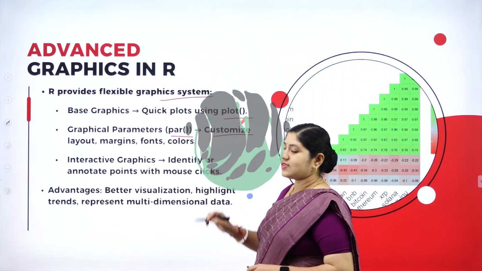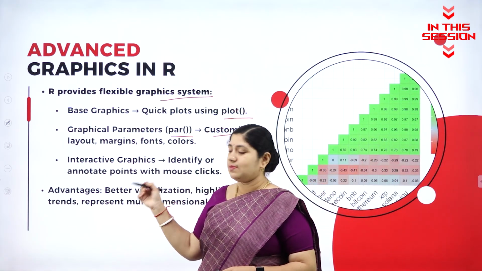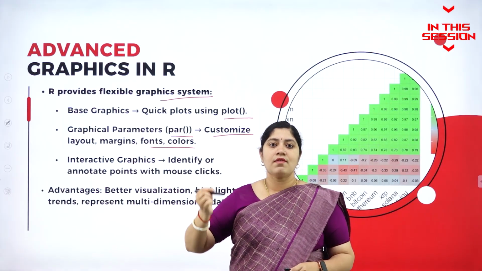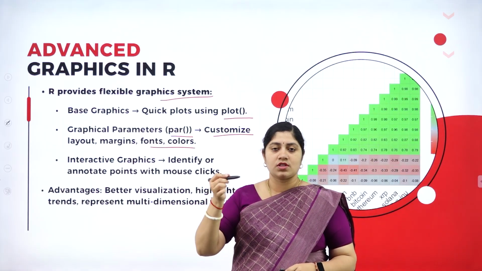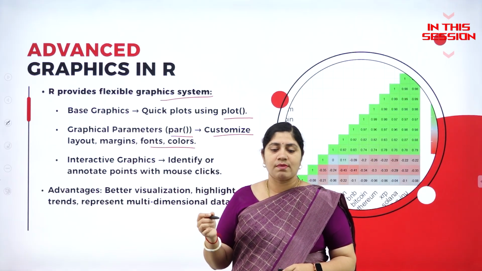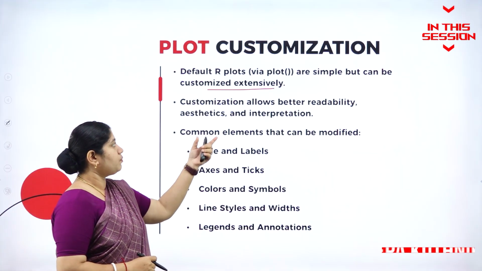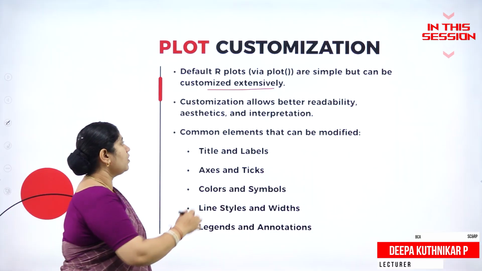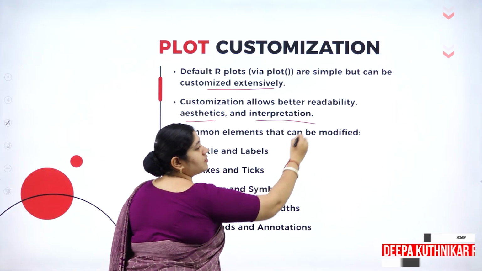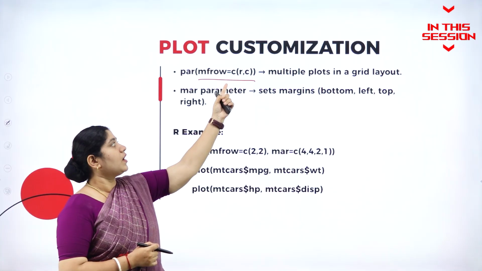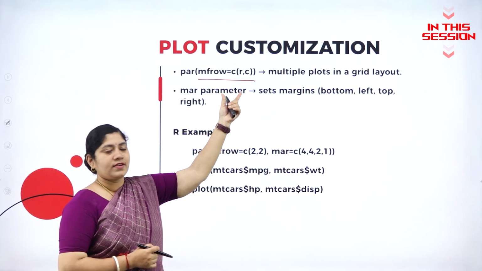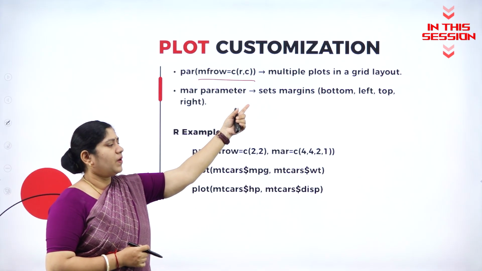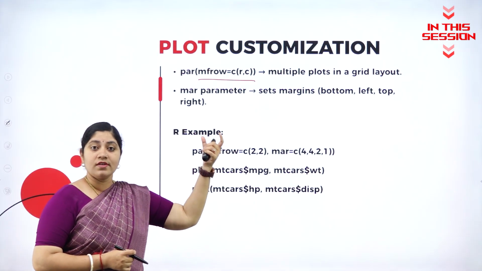It is used to customize the layouts as well as the images, fonts, colors, everything. Each and everything can be customized with respect to the graphical representation. So how is it possible? Customization allows better readability followed by aestheticity as well as the interpretation. We are representing a vector, that is c(r, c), where it is nothing but multiple plots in a grid layout.